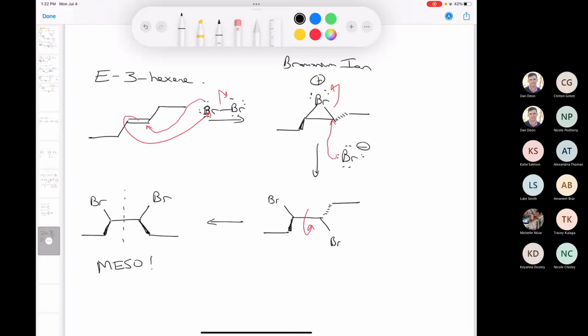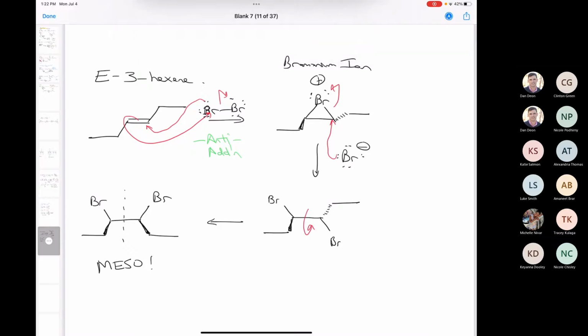A lot of work in this problem, right? You've got to understand anti-addition. So bromination proceeds via anti-addition. And then you've got to be able to rotate that bond and draw the correct compound without having handheld models.